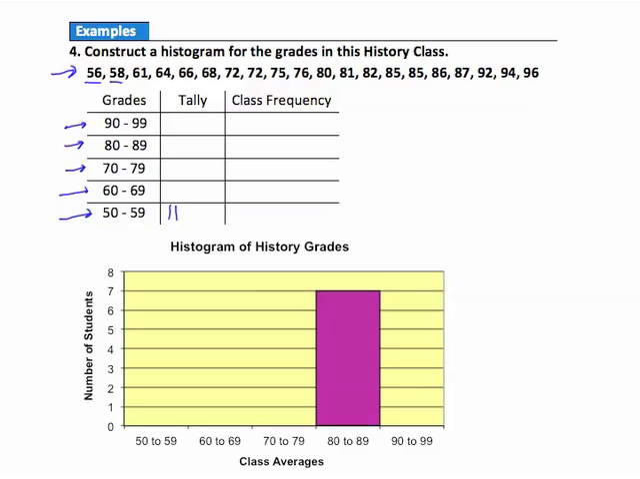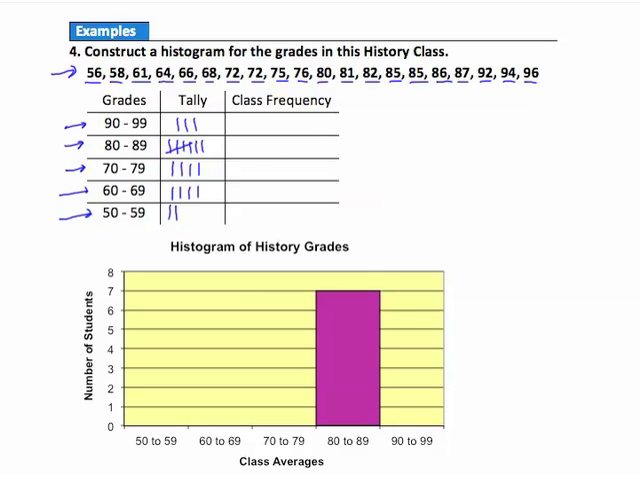Now going with 60, we have 1, 2, 3, 4. And then in 70 to 79, 1, 2, 3, 4. 80 to 89, in this history class, we have 1, 2, 3, 4, 5, 6, 7. Typically, sorry, we usually put the 5 across like that. So there's 7 of our tally. And then in the 90s, we have 1, 2, 3.